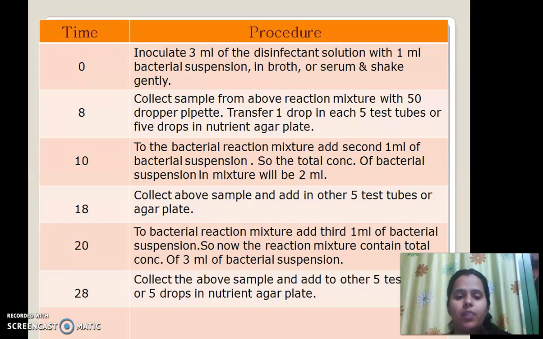At the 18 minute, collect the above sample and add to other 5 test tubes or an agar plate. At the 20th minute, to the bacterial reaction mixture, add a third 1 ml of bacterial suspension. So, now the reaction mixture contains a total of 3 ml of bacterial suspension. At 28 minutes, collect the above sample and add to the other 5 test tubes and 5 drops on a nutrient agar plate. So this is the whole procedure for the Kelsey-Sykes method. Here we do the procedure at different time intervals: 0, 8, 10, 18, 20 and 28 minutes.